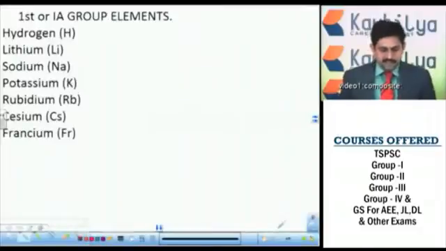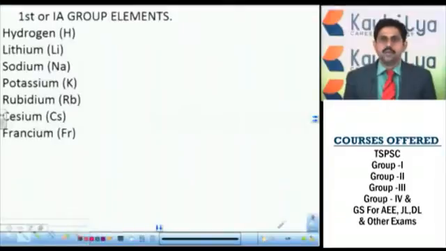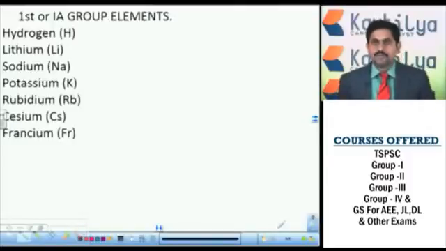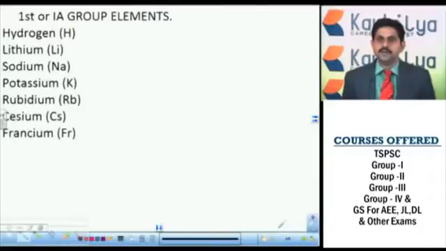In the last class, we discussed periodic classification. We discussed the complete periodic classification, how these elements are classified into different groups, how many periods and groups there are, and on what basis the elements are arranged in the same group. Those are all the things we discussed. Along with that, we discussed the zero group elements also.